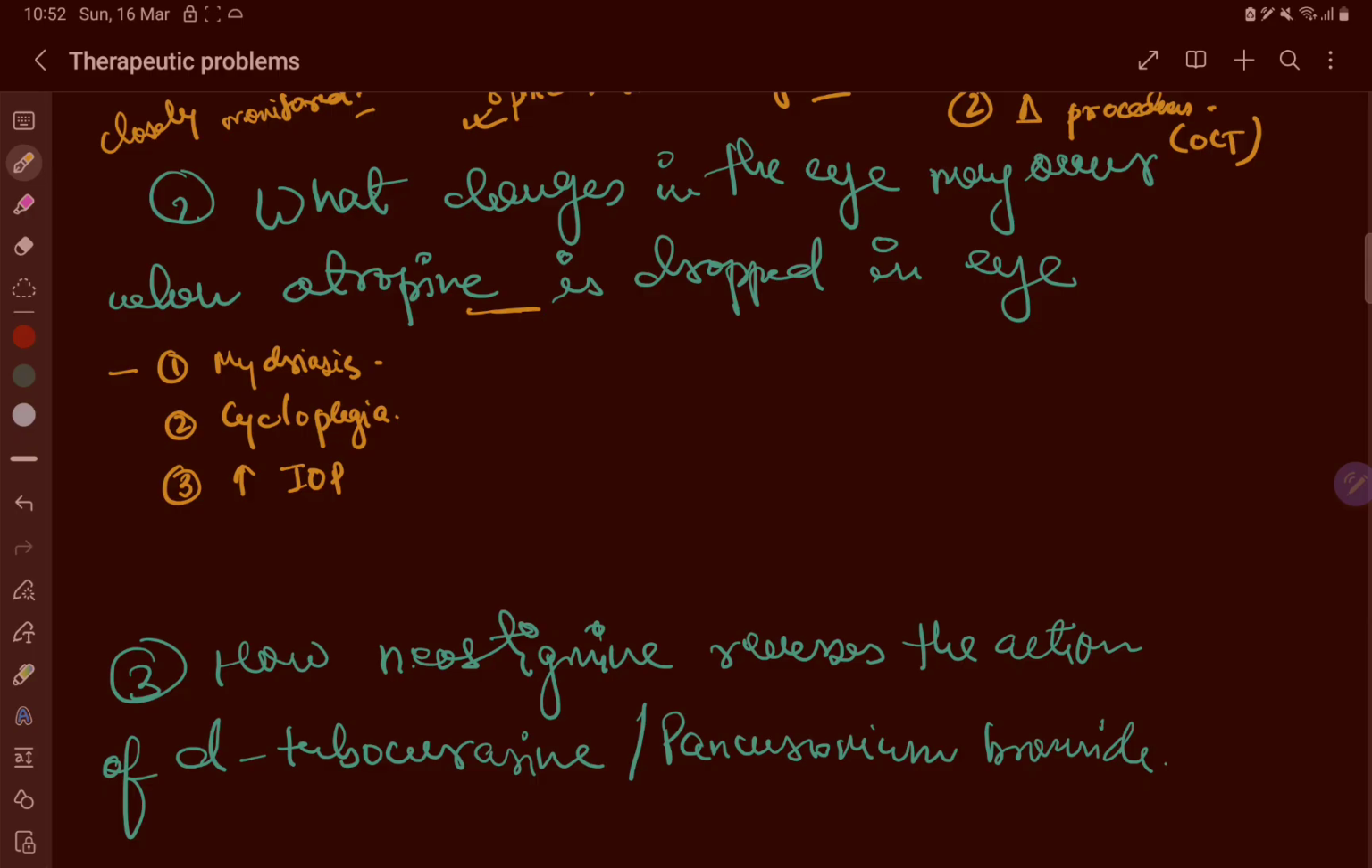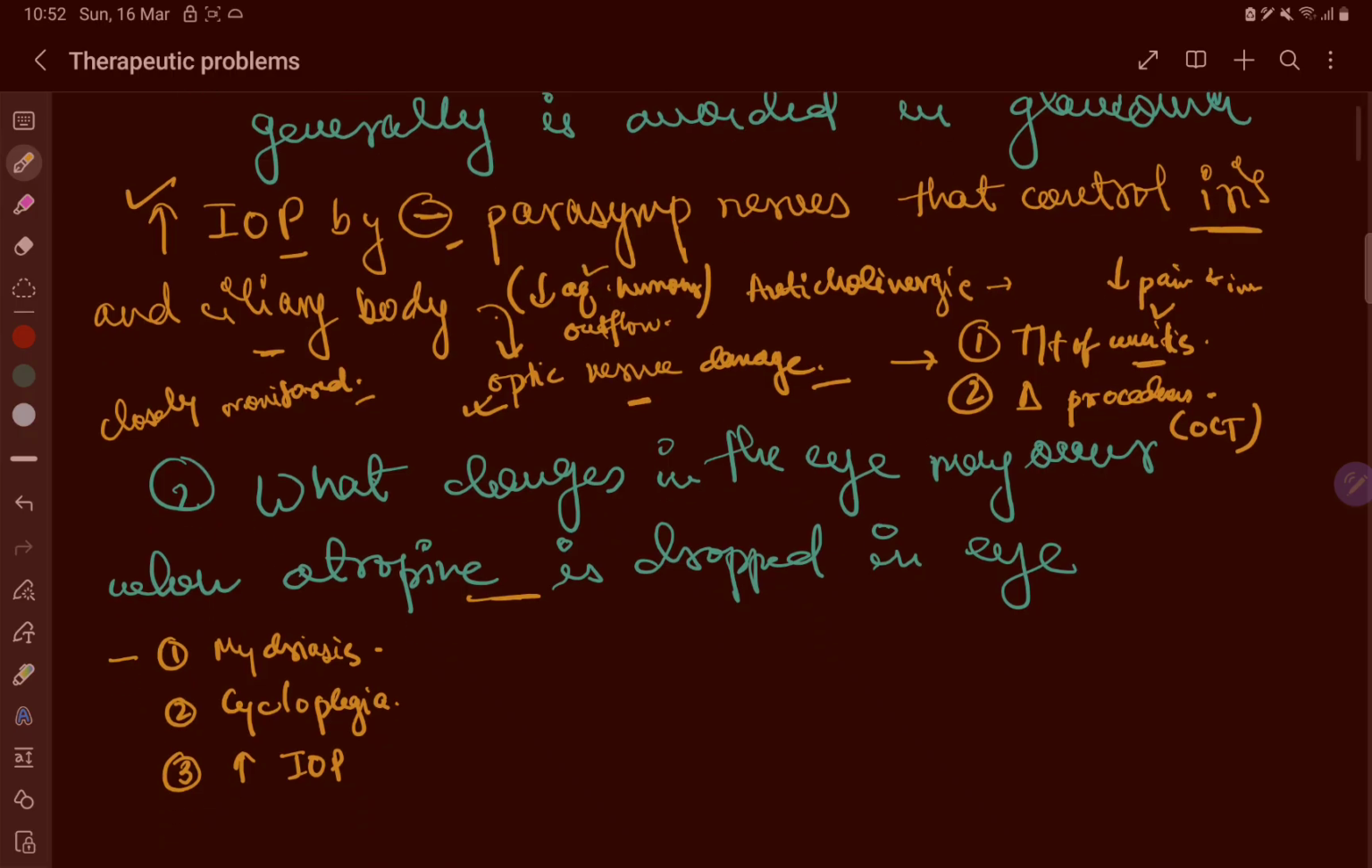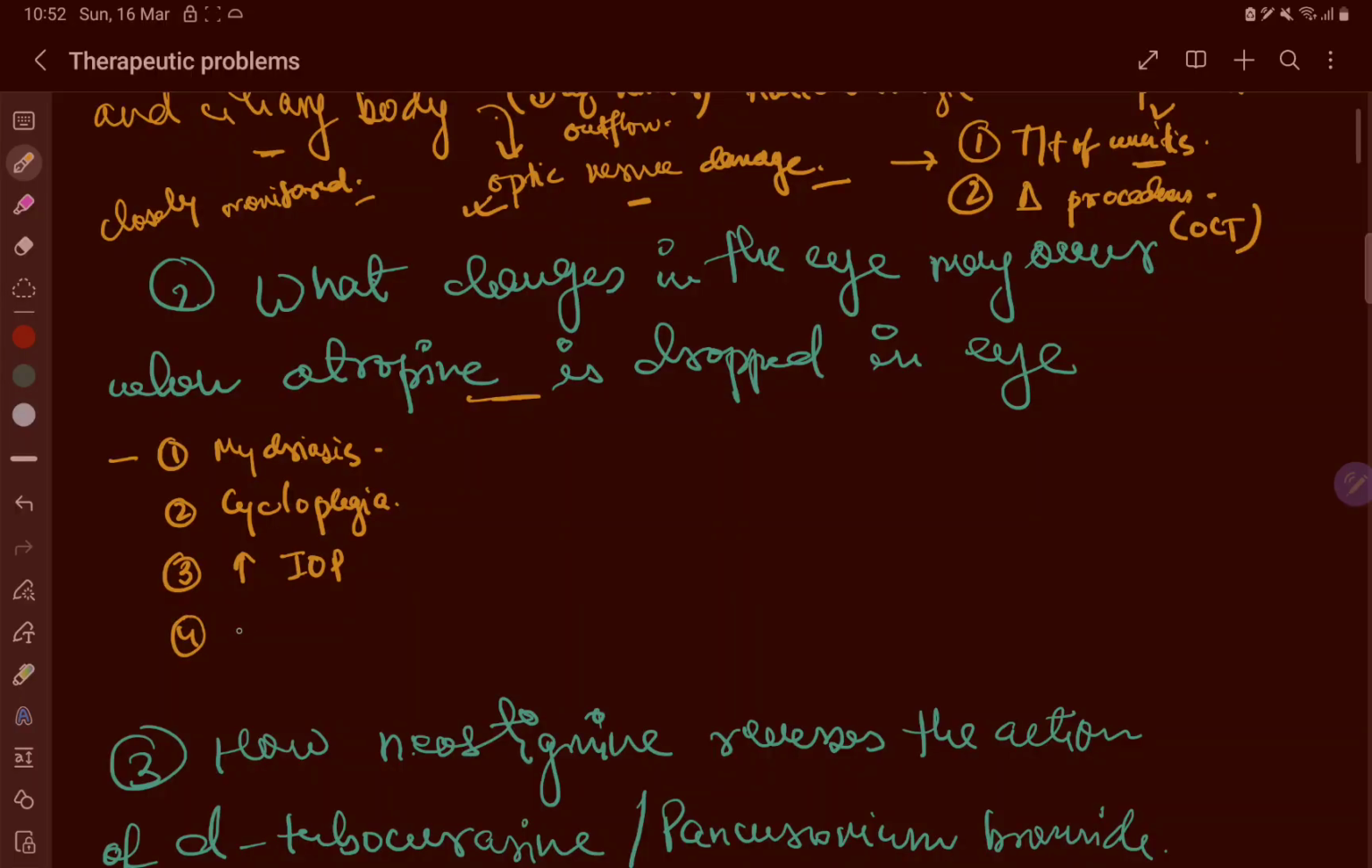Like we discussed, atropine causes a temporary increase in IOP due to decreased aqueous humor outflow. Okay, by inhibiting the parasympathetic nerves that control the iris and ciliary body, and if there is a decrease in aqueous humor outflow, there may be optic nerve damage. Okay, number 4, there is blurred vision, due to loss of accommodation and pupil dilatation.